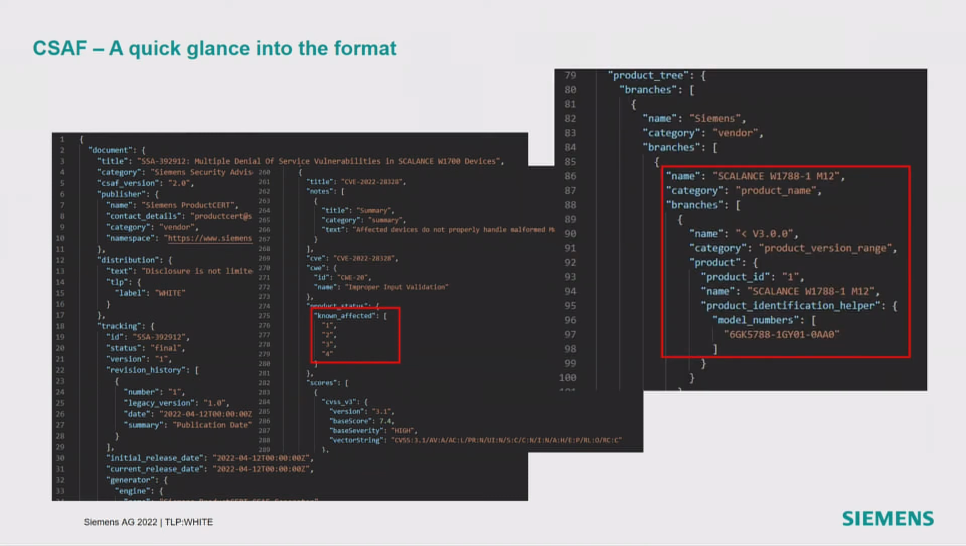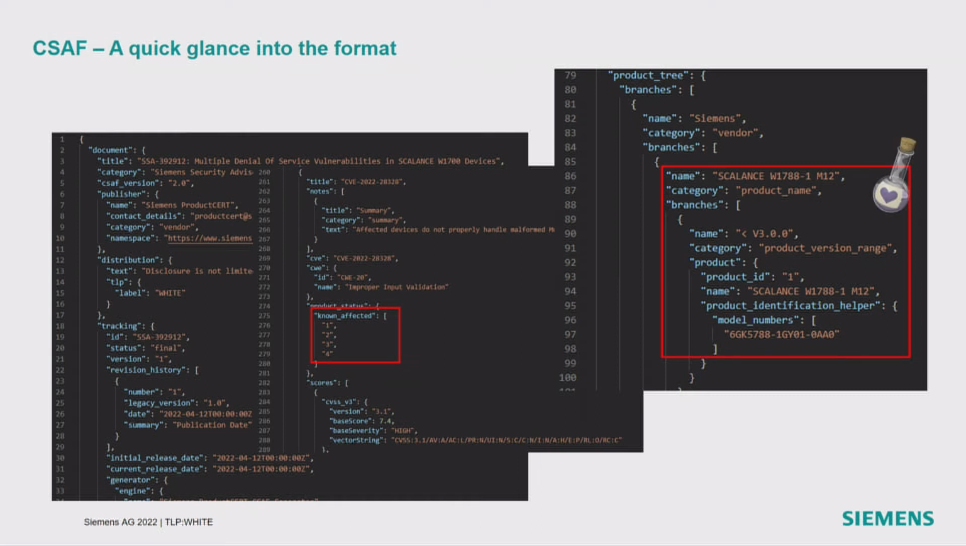So looking at the known affected products, there's another section inside the document that tells you exactly what kind of product is actually affected here. For example, we've got a scale length, I think it's an access point, and all firmware versions of version 3.00 and lower are affected by that vulnerability. Furthermore, you also have additional identification helpers, so certain criteria where you could identify the products themselves in a simpler way. I will go into more detail about that later.